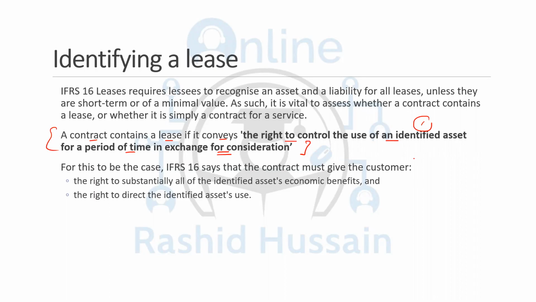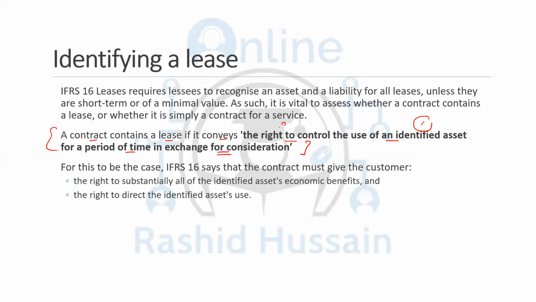Now, an exception may exist. For example, if you lease 5 cars and one of them is not working, obviously within the contract there will be a clause that if any asset is not working, the lessor will be responsible to replace it and give a similar asset in exchange. Other than that, the lessor will not have any right to get involved with those assets in the lease period. So identified asset means the asset should be specifically mentioned within the contract.